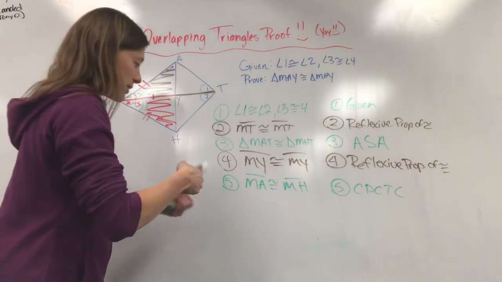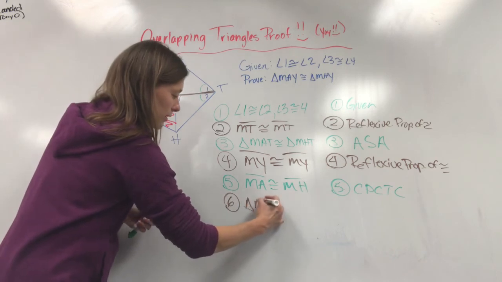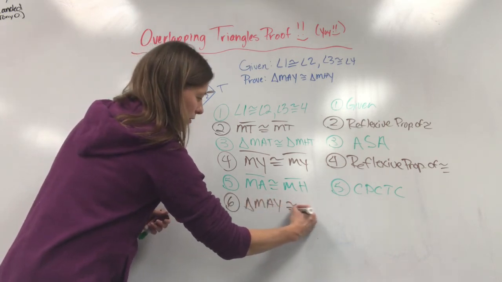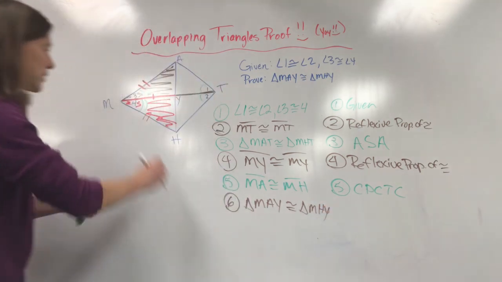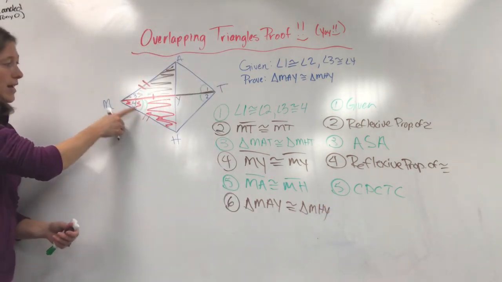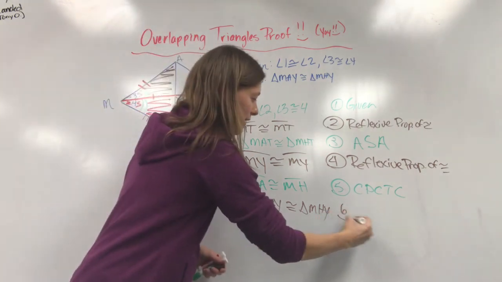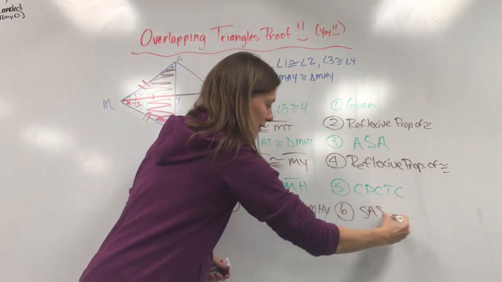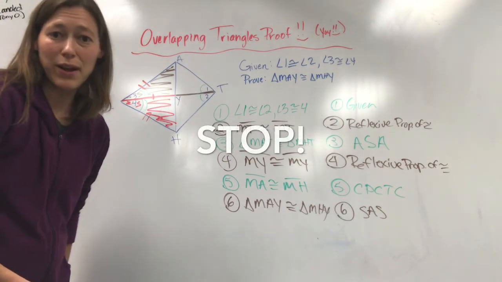So now I'm going to say that triangle MAY is congruent to triangle MHY, and that's because we have a side, an angle, and another side. So that's this. All right, we did it. And that was the final thing we were trying to do.